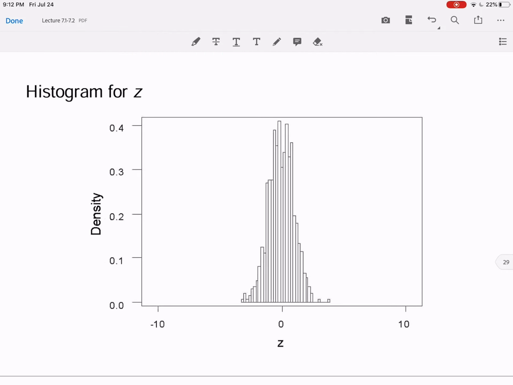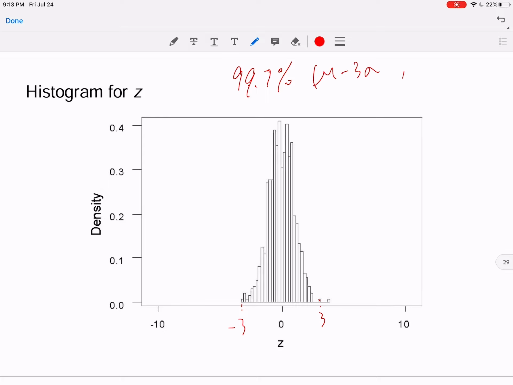So this graph is the histogram for z. So now we can tell that it's symmetric around 0, and this is pretty much from -3 to +3, something like that. Because based on the empirical rule, we know that 99.7% of data will be between mu minus 3 standard deviation and mu plus 3 standard deviation. This is the empirical rule we went over before, right? Now this is the histogram for z.